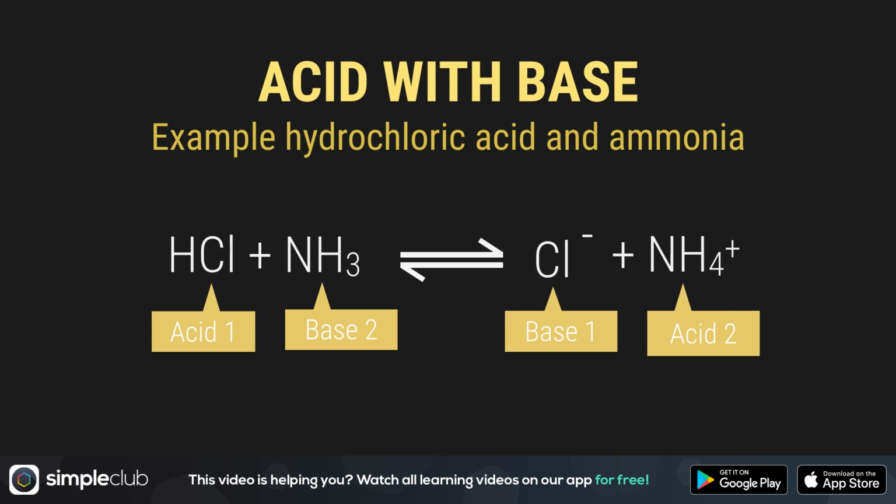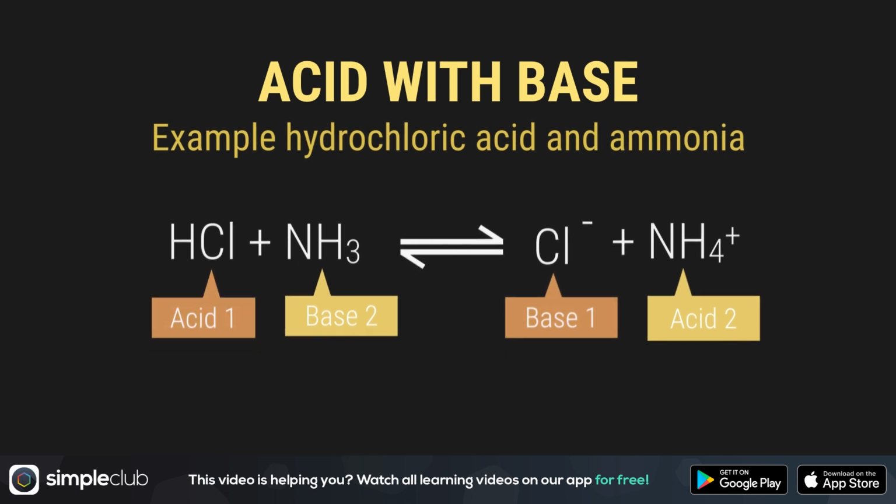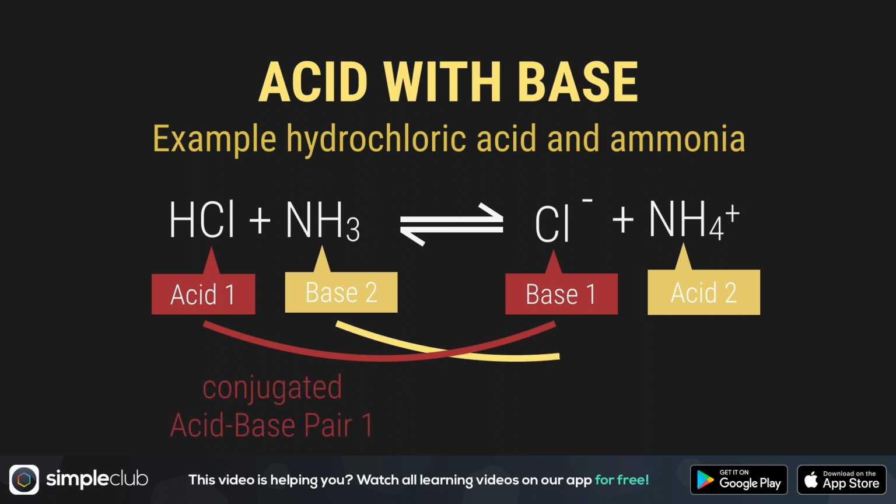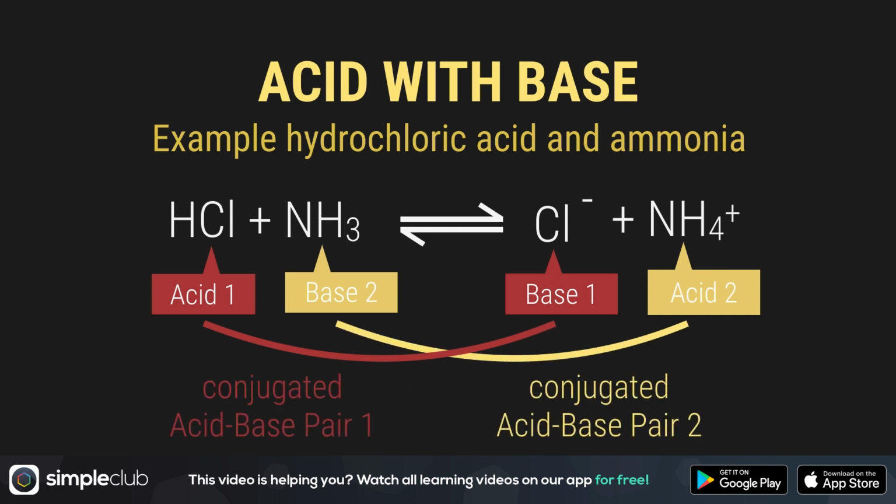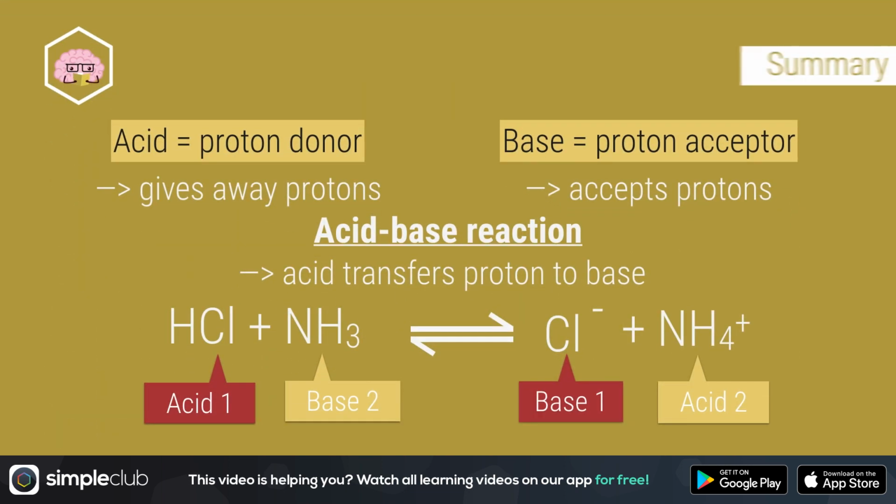Now, we just need to add the same number as the conjugated acid and the fitting base from the left side. Cl- is base 1 as it belongs with acid 1. Or, to put it differently, NH4+ is the conjugated acid of NH3. Therefore, both get a 2. So remember, with acid-base reactions, protons are transferred from the acid to the base. The acid turns into the conjugated base and the base into the conjugated acid. And these are our acid-base pairs.